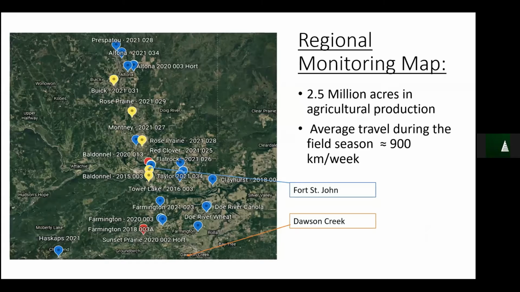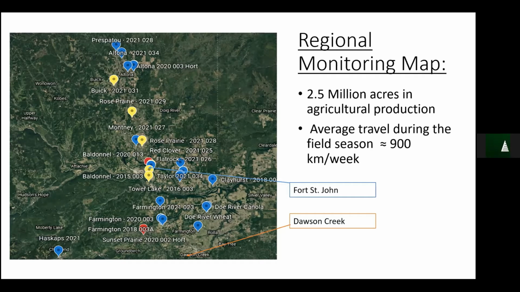So just to kind of give people who haven't been to the Peace region an idea of how vast it is, you can see, and I'm not sure if you can see my mouse or not, but you can see Chetwynd there on the bottom left. You can see Dawson Creek kind of on the bottom right. I have a bit of an orange arrow there to give you a guide. Fort St. John is that little blue arrow, and that's kind of the area that we monitor on a weekly basis.